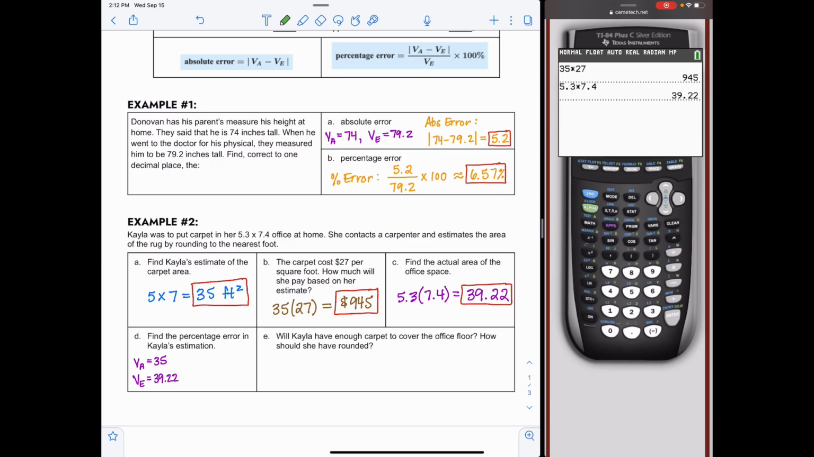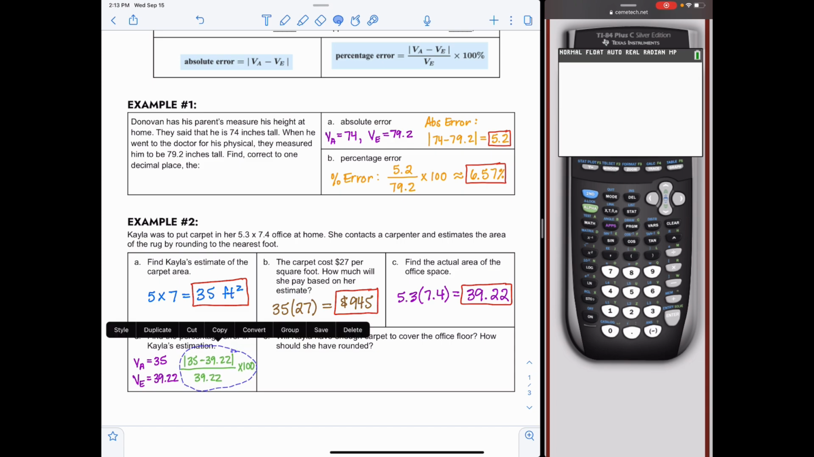So if we want to find the percentage error, we would have the absolute value of V sub A, which is 35, minus 39.22, divided by 39.22, and of course we'll have to multiply that by 100.